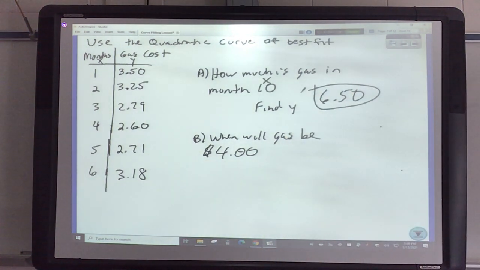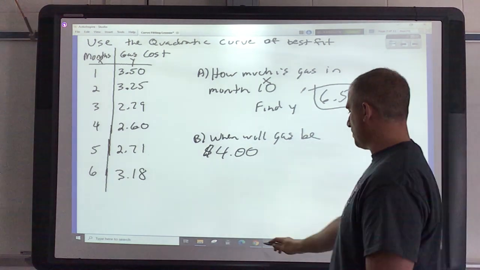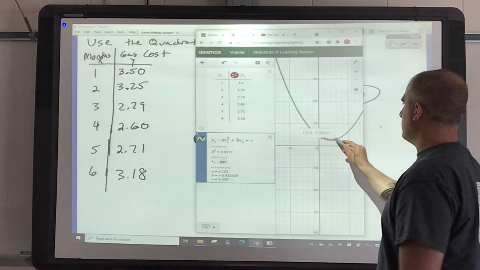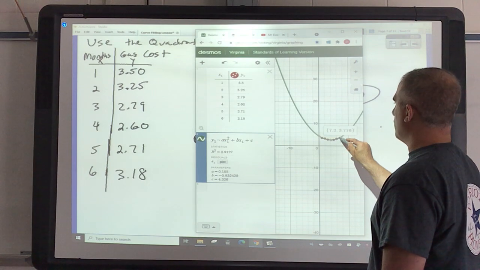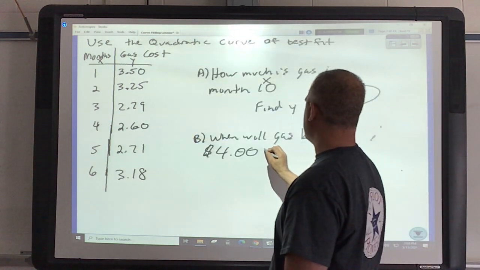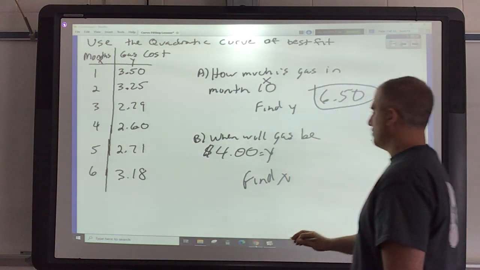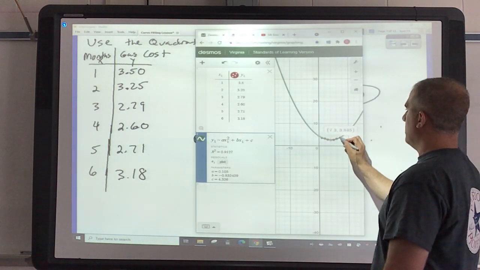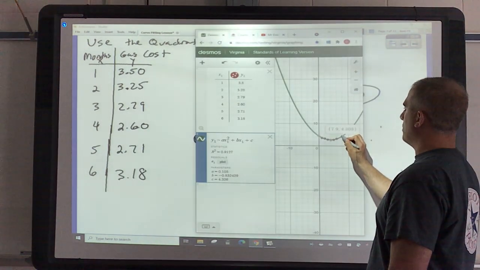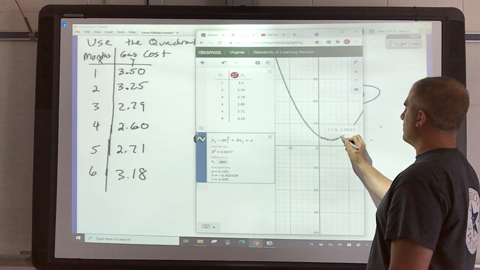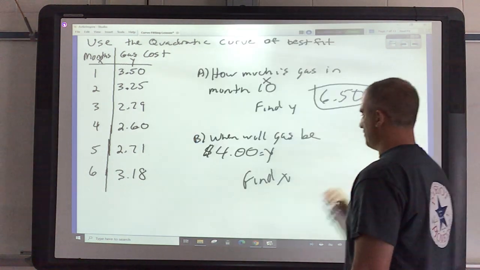Okay. When is gas at $4 a gallon? So what I want to look at is when is gas 4. This is y, so I've got to find x. My y is 4, so I want to go until y is 4. All right, so that's about 7.6 months.